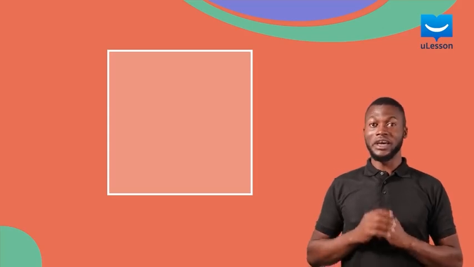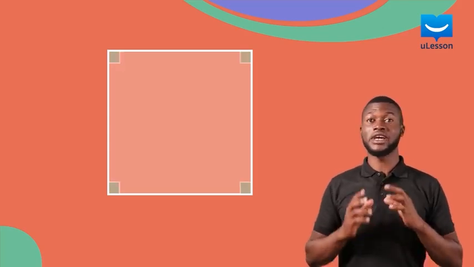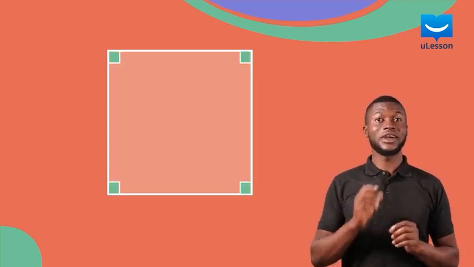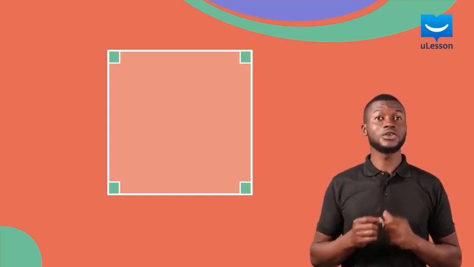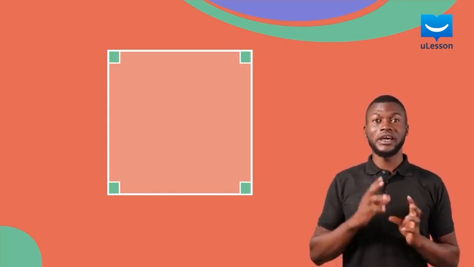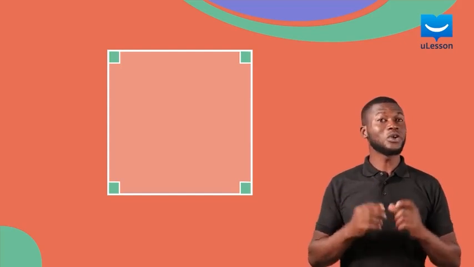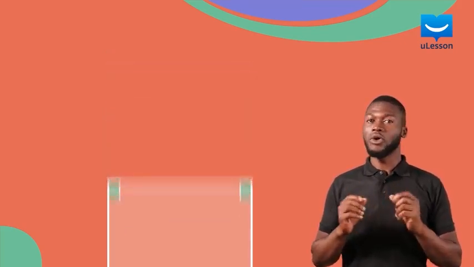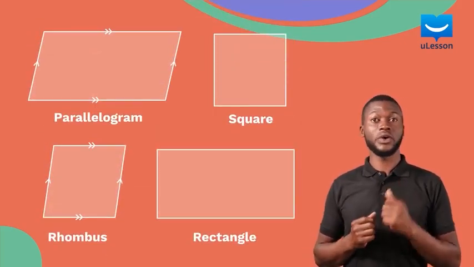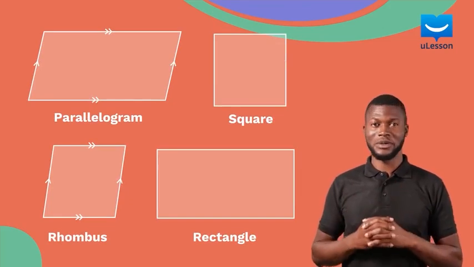In a square, each interior angle is also 90 degrees. We can therefore see that a square is also a rectangle. A square is a rectangle with equal sides. Rhombuses, rectangles, squares are all parallelograms.